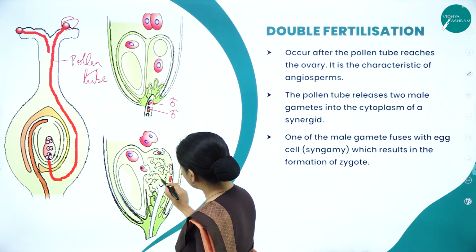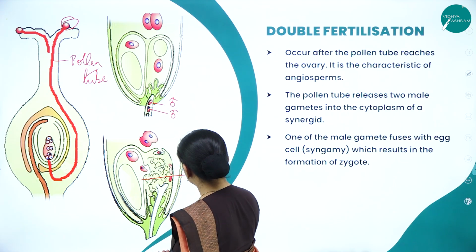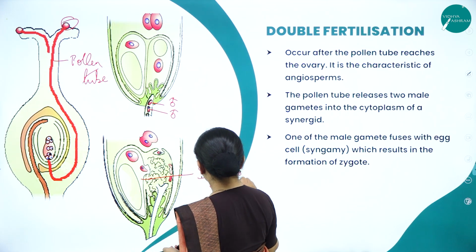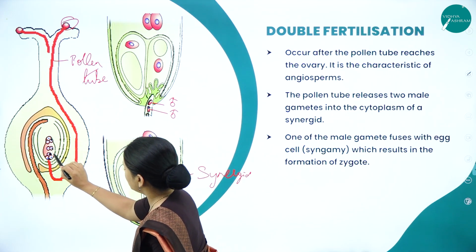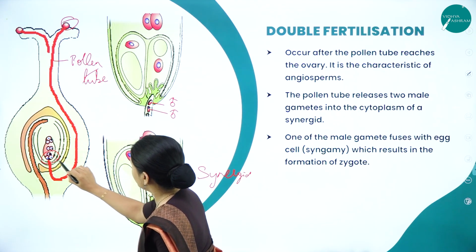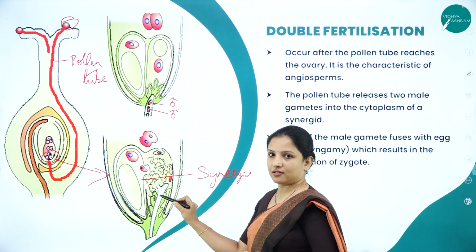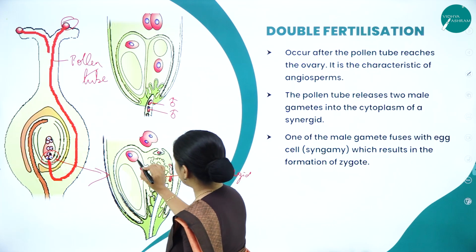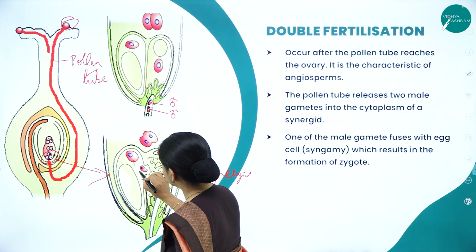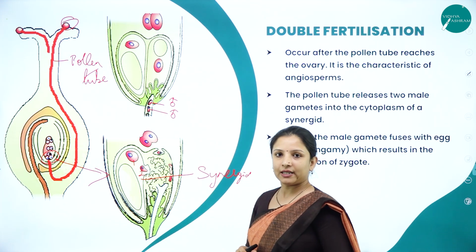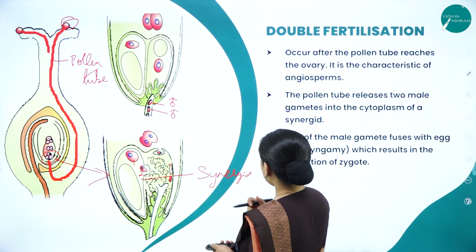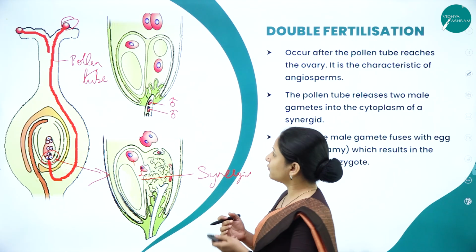Now, the male gametes will move where? To the synergids. So, this is the synergids. This portion that we have drawn is expanded here. So, this is one male gamete and this is the second one. Two are delivered here. So, after the delivery of the male gametes, what will happen?